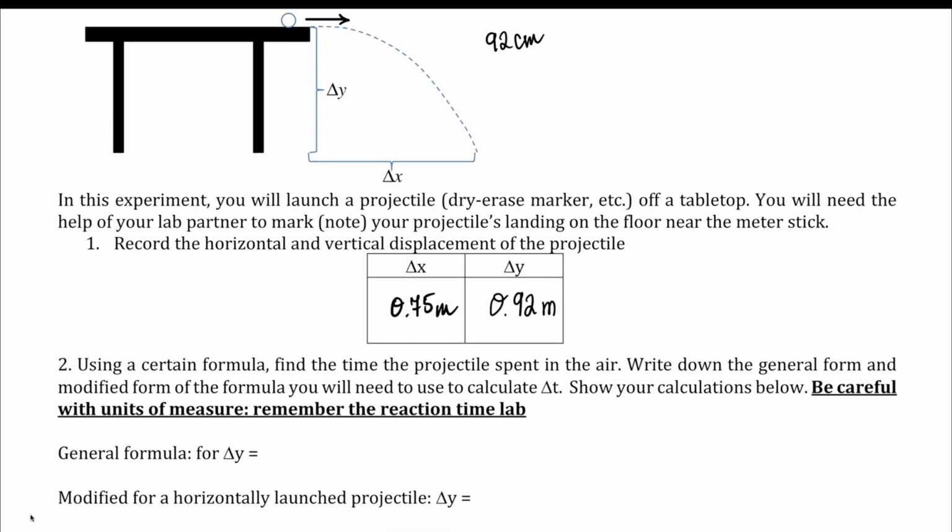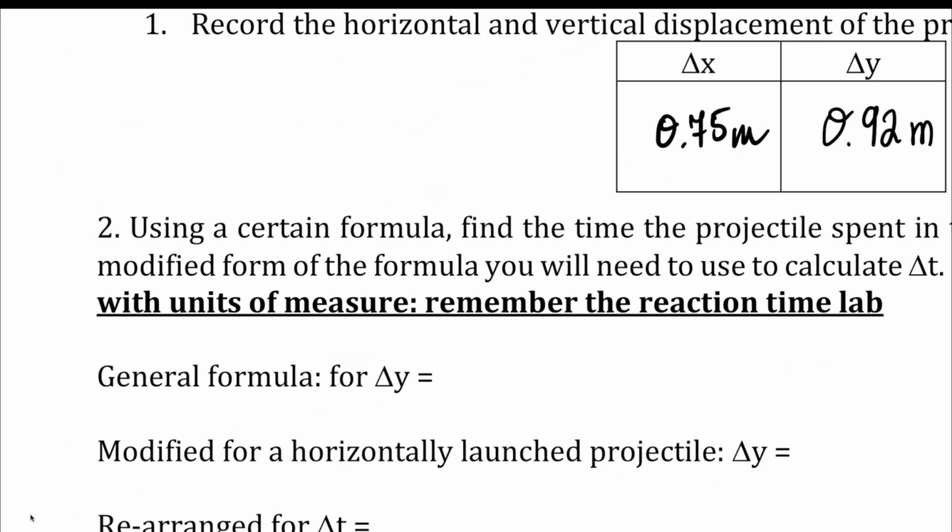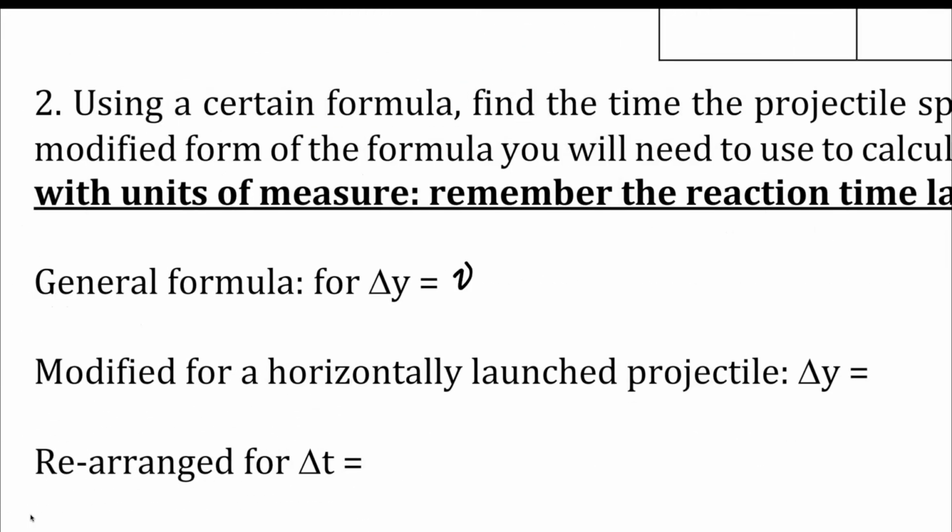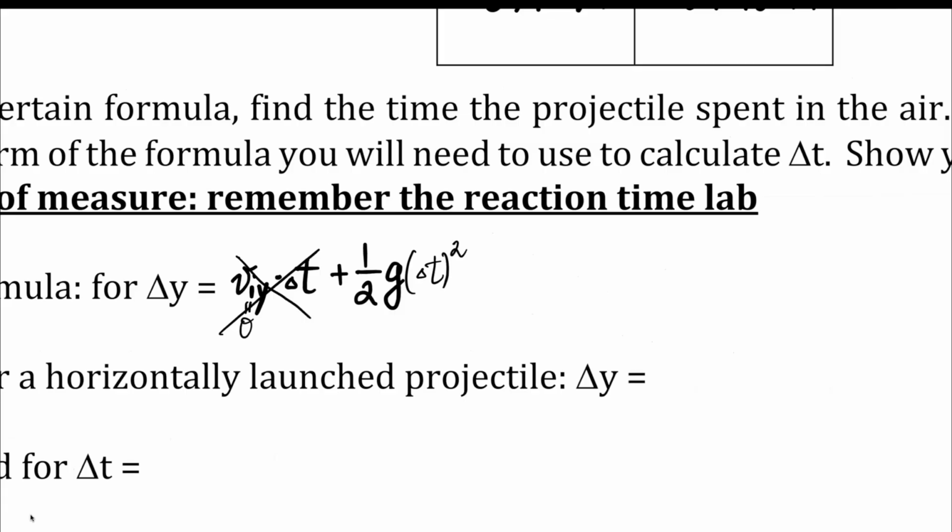So the general formula for change in y for vertical, remember we are talking about accelerated motion, is V initial, and if you want to, you can say y, times time, plus 1/2, and generally it's acceleration, but we're going to use g because we're talking about vertical acceleration, and projectile motion implies that acceleration is equal to g. And then change in t squared. Modified for a horizontally launched projectile: if it's horizontally launched, then this is 0. So that negates the entire thing.